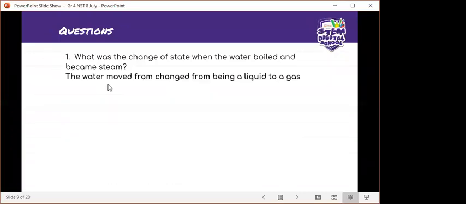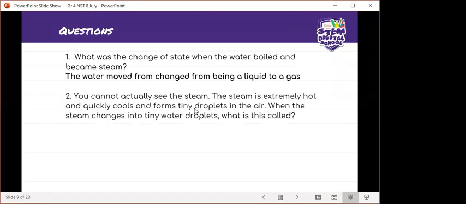Okay, so clearly some of you guys remember this and you said that it is evaporation. So the change that happened was from being a liquid to a gas. Okay, so that is the change that happened when the water was boiled. It changed from being a liquid to a gas, and that is evaporation. Some of you guys also asked the question, what is evaporation? So evaporation is when we have a change of state from a liquid to a gas. Okay, so I can't remember who asked the question, but I hope your question is answered now.